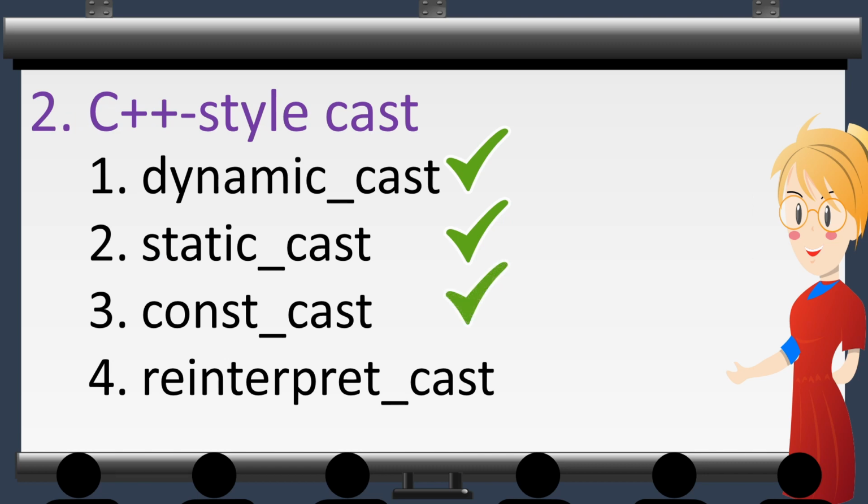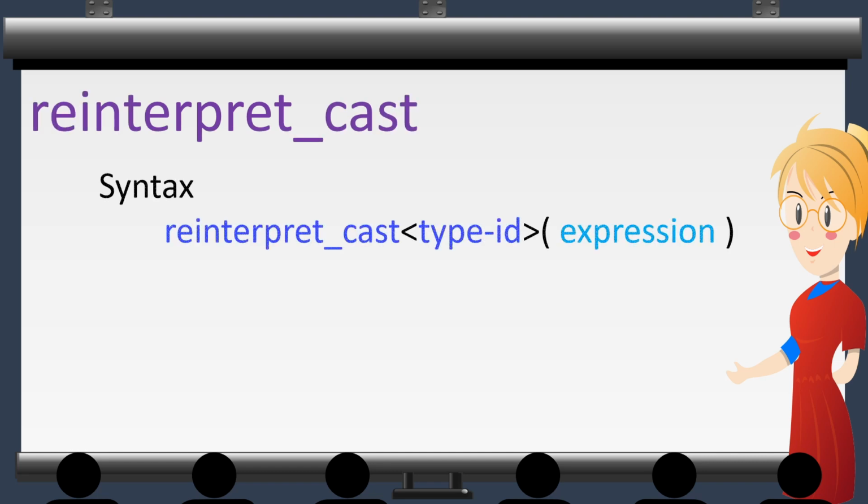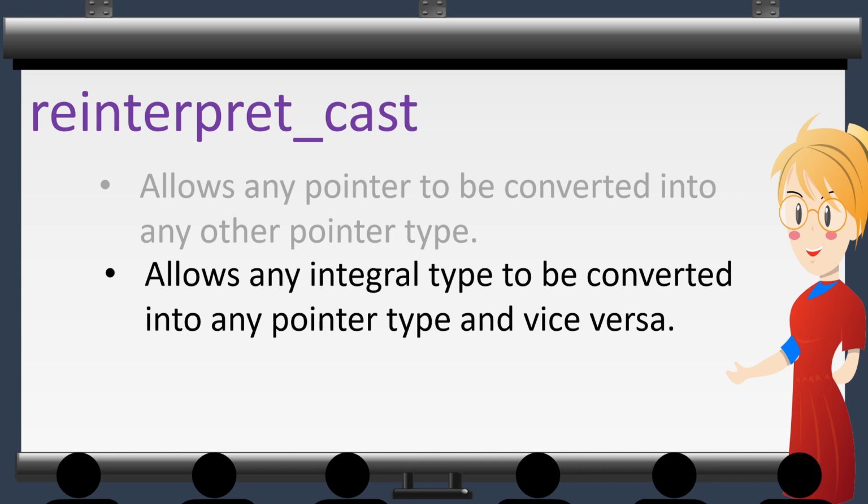Now let's look into the last C++ cast, reinterpret cast. The C++ language syntax for the reinterpret cast operator is as shown here. Reinterpret cast allows any pointer to be converted into any other pointer type. It also allows any integral type to be converted into any pointer type and vice versa.